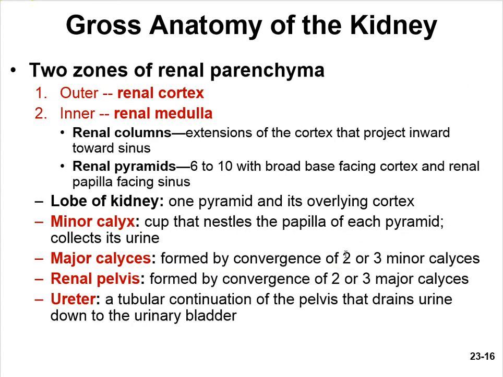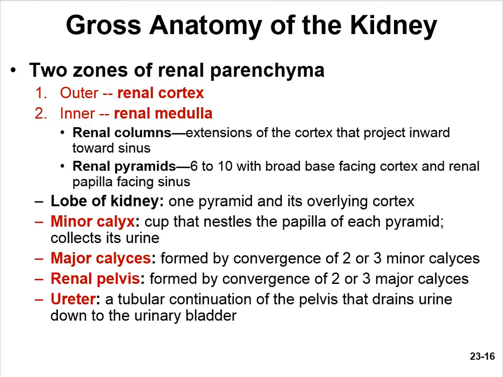There are two zones of renal parenchyma: the outer zone, which is called the renal cortex, and the inner zone, called the renal medulla. The renal medulla has what are called renal columns and renal pyramids. The columns are extensions of the cortex that project inward toward the sinus, and the pyramids number 6 to 10, with a broad base facing the cortex and the renal papilla facing the sinus. The lobe of the kidney is one pyramid and its overlying cortex.